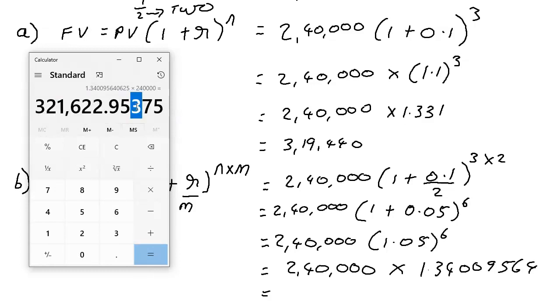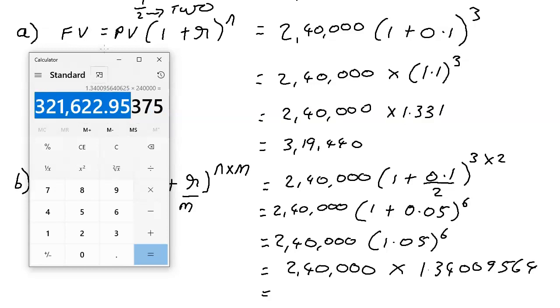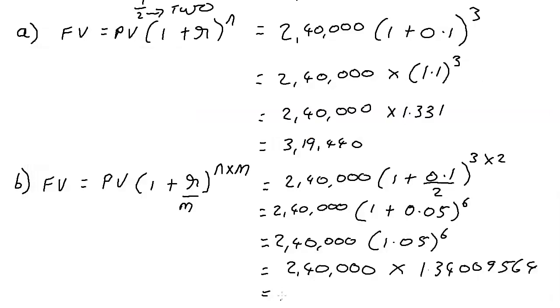So it's going to be 321,622.95. Because this is 3 and that is less than 5, I don't need to round up the 5 I have over here. So it's going to be 321,622.95. Right, so 3,21,622.95.